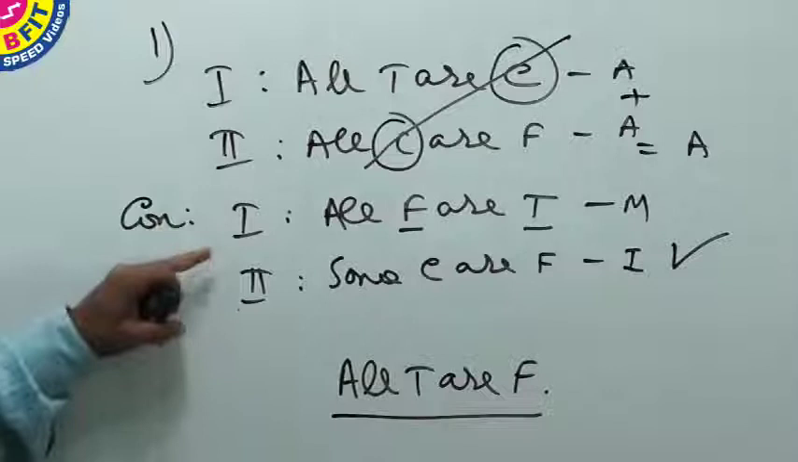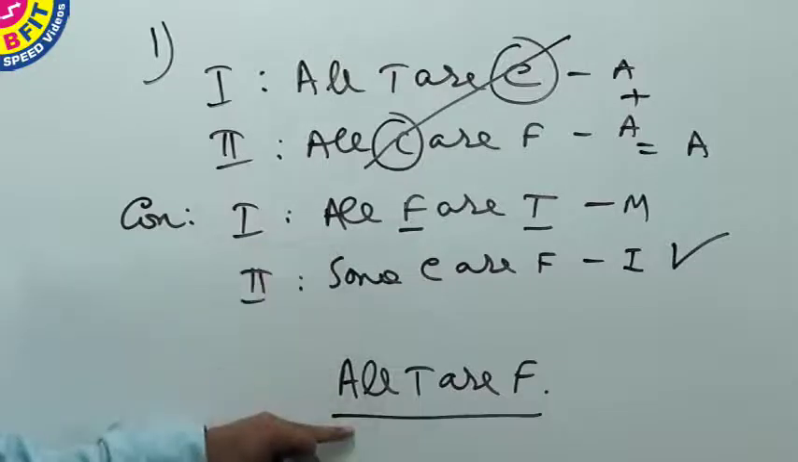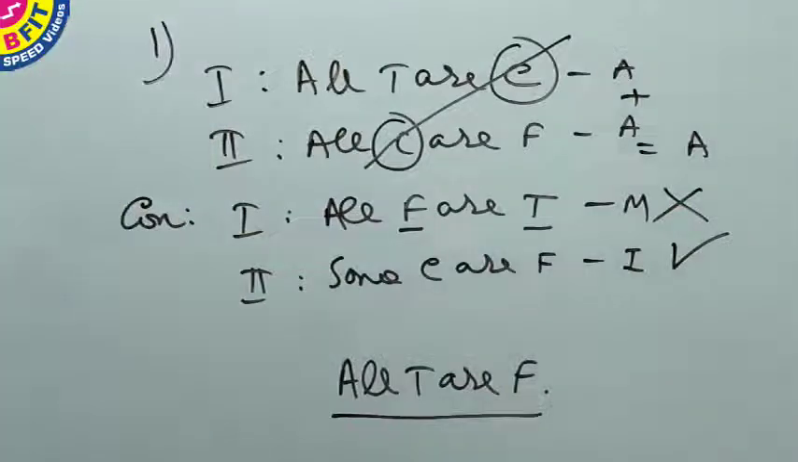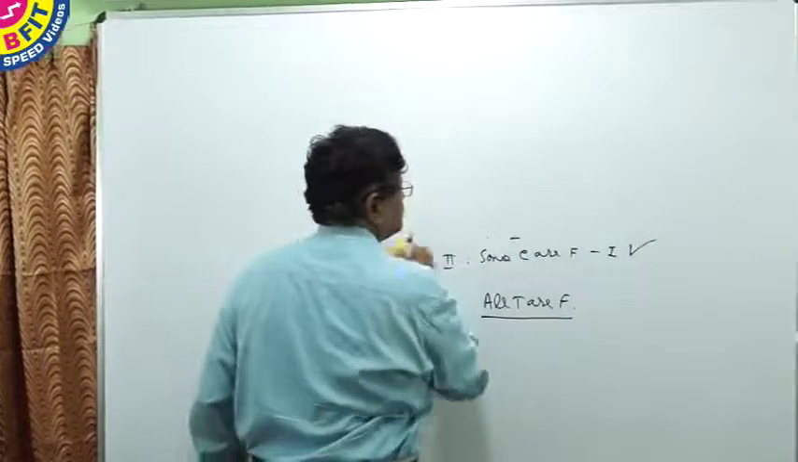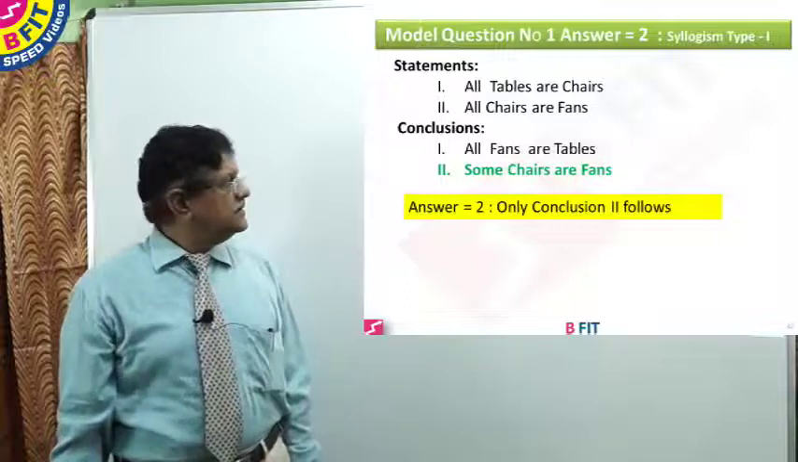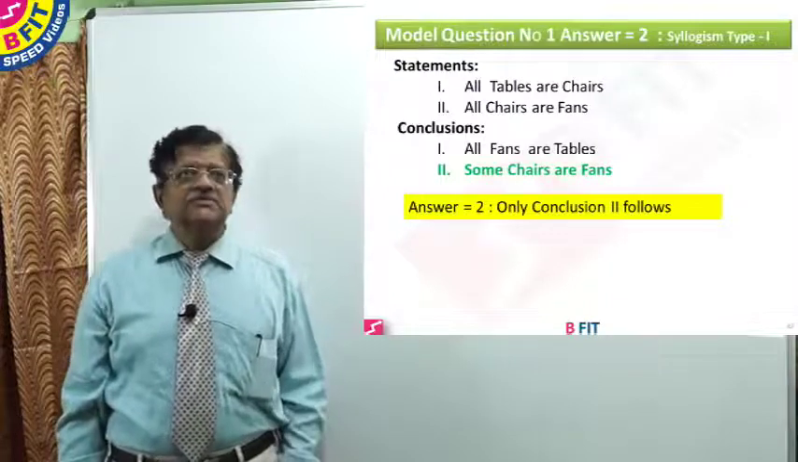But conclusion 1 says all F are T. We cannot draw this from these statements, and therefore conclusion 1 is false. Out of the two given conclusions, only conclusion 2 follows and conclusion 1 does not follow. Since only conclusion 2 follows, the answer is 2. For question number 1, the answer is 2. Only conclusion 2 follows. Let us go to the next question.